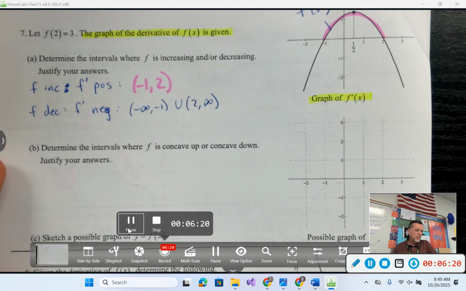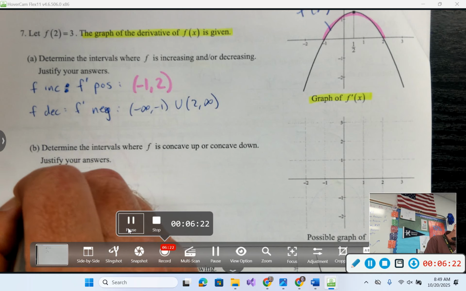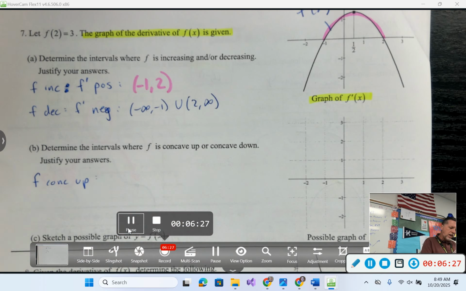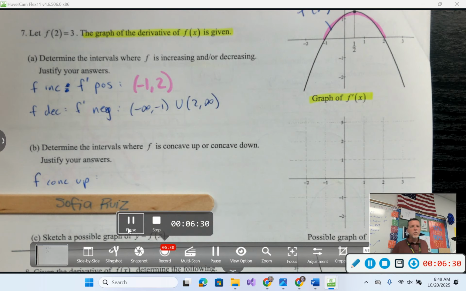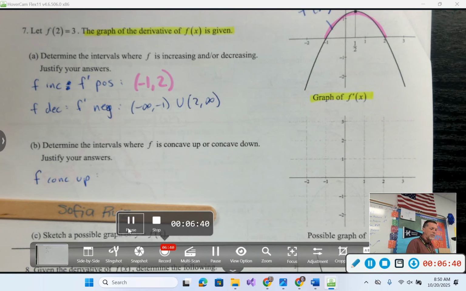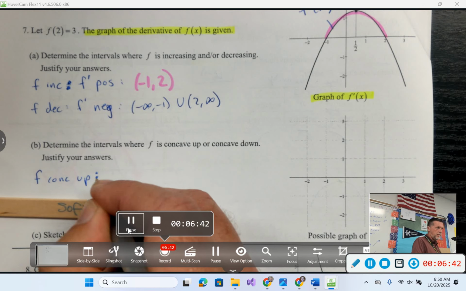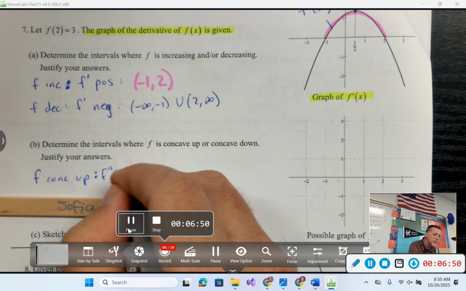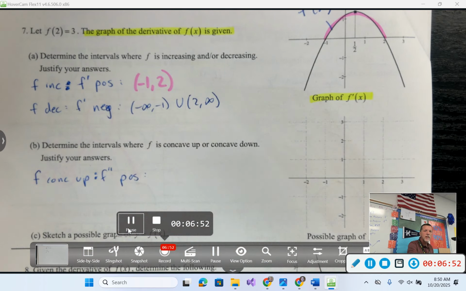Part B, determine the intervals where f is concave up or concave down. Okay. Sophia, how do I know where f is concave up? Like, what is true when f is concave up? And you don't have to look at that picture, just tell me something about f being concave up. That's a great place to start. The second derivative is positive. That is a true statement.